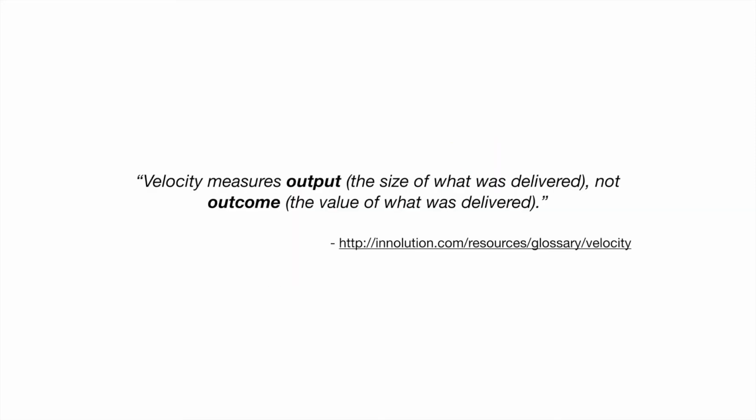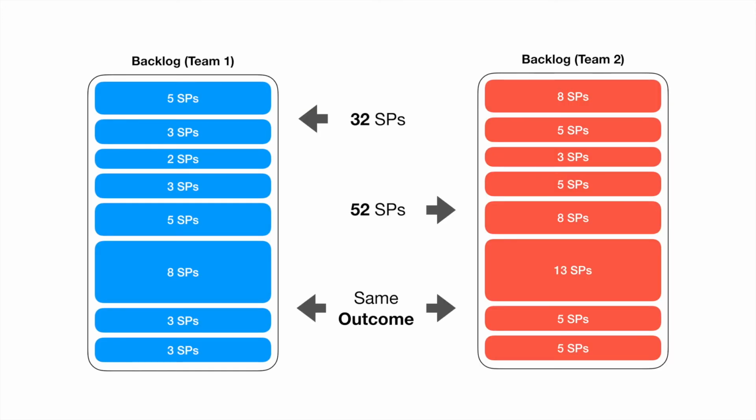Now, another way that velocity could potentially be used is to compare one team with another team. This is also dangerous. And for this one, we have a quote, and it kind of pertains to the last slide as well. Velocity measures output, which is the size of what was delivered. It does not measure outcome, which is the actual value of what was delivered. So let's look at an example here. We have two different teams. We have the same stories.